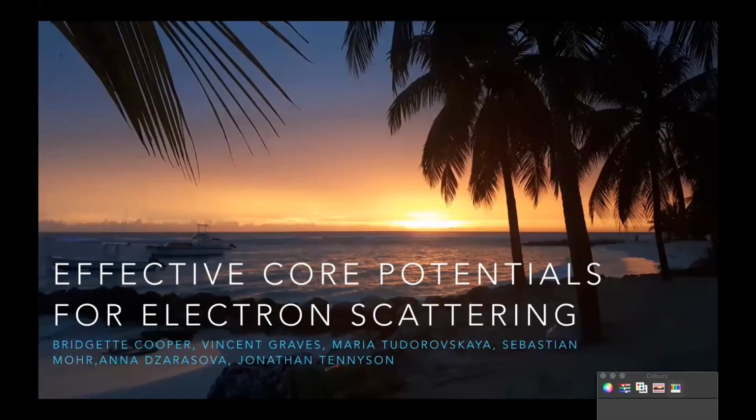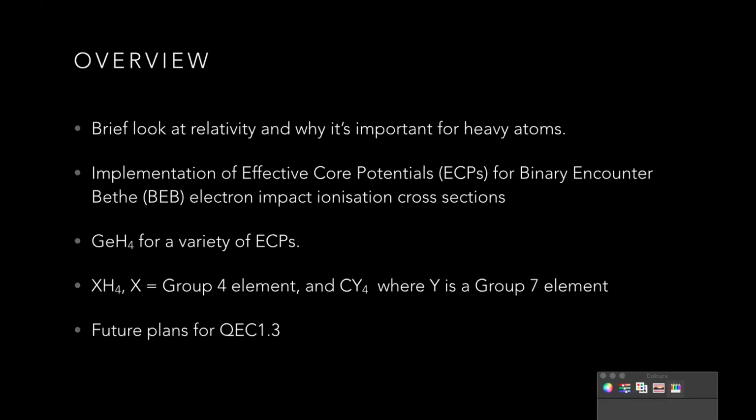So this morning I'm going to talk about effective core potentials for electron scattering. We're going to briefly look at why I'm looking at this, which is because we want to be able to do electron scattering calculations on heavy atoms. And when we start to do these on heavy atoms, relativity becomes important. And one way to account for the relativity, rather than solving the Dirac Hamiltonian, is to use an effective core potential instead.